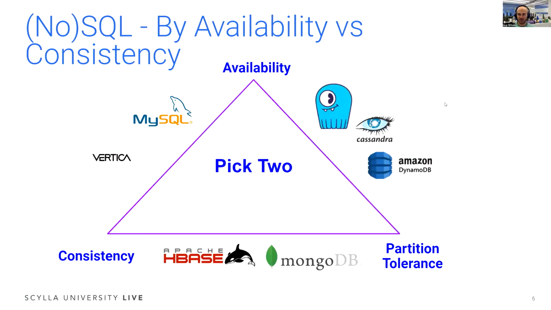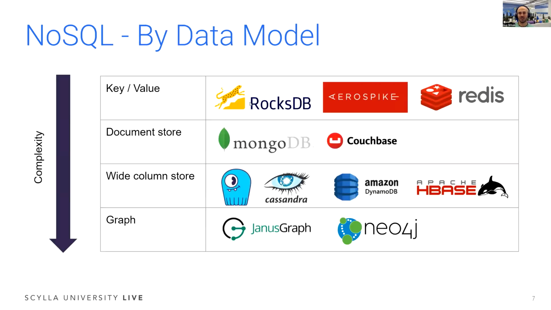Okay, so it was hard to understand without the slides. Again, sorry. This is the CAP theorem: availability, consistency, and partition tolerance. Again, we have to pick 2 out of the 3. There's a trade-off, and I put some databases according to their preference. Next, this is the slide I talked about, the data model and the complexity. So key value, document store, wide column store, and graph, ordered according to complexity.